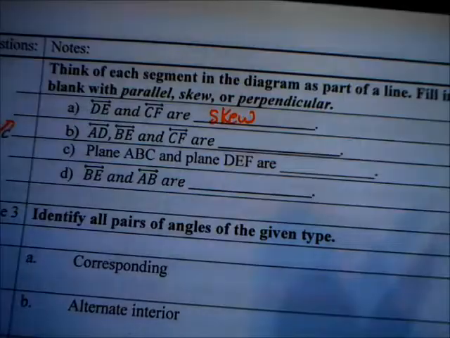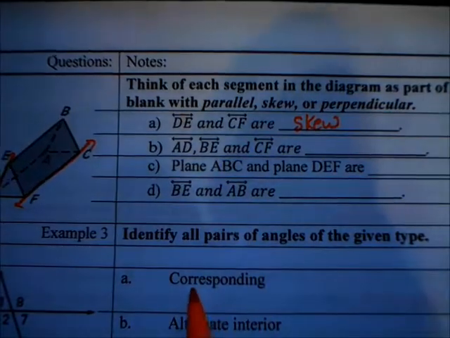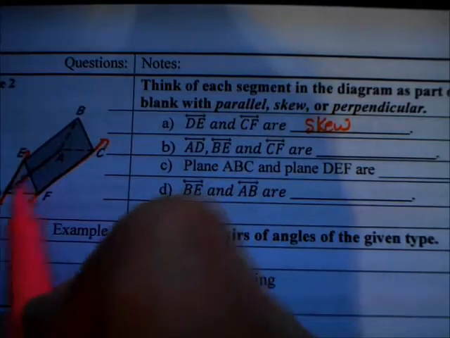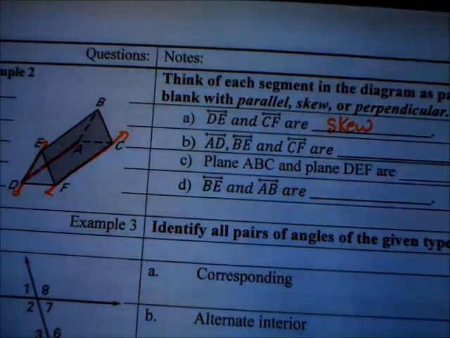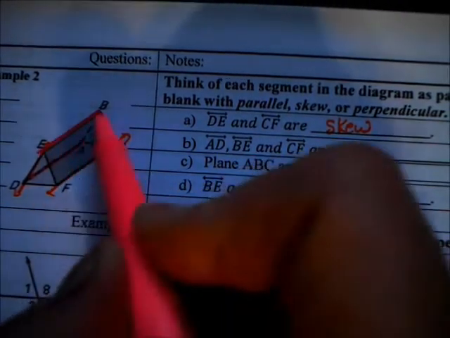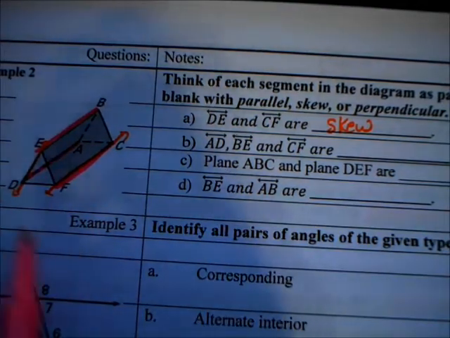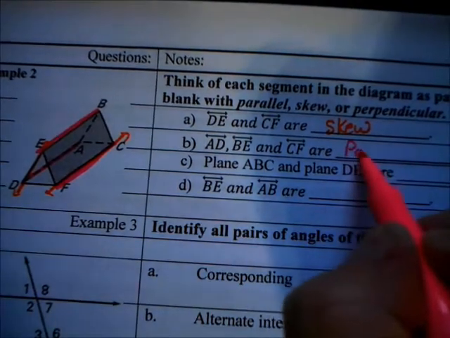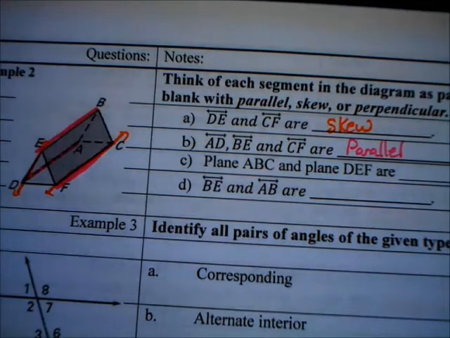Okay, let me turn off the light. Alright, on B it has AD. Where's AD? Let me use pink this time. AD is this back corner edge. BE is the top edge here. And CF is this line that we had in the first one. All of these lines appear to be what? They're not intersecting at all, and there is actually a plane that goes through each one of those. So they have to be parallel.